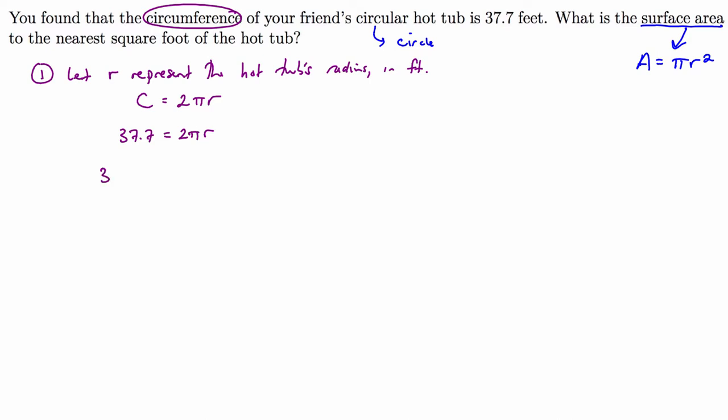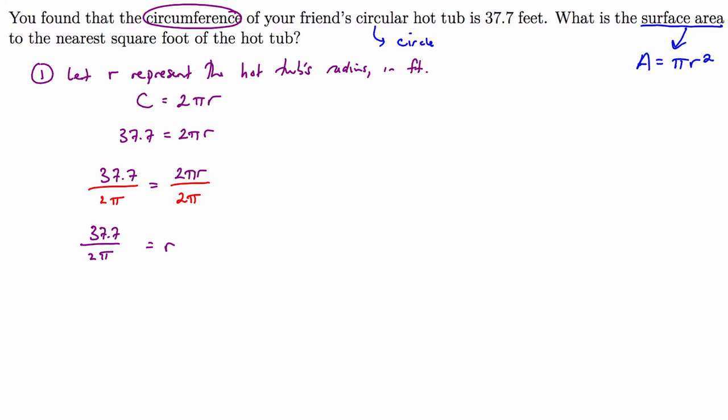To solve the equation 37.7 equals 2 pi r, I need to eliminate the coefficient on the variable. Since r is being multiplied by 2 pi, I will divide both sides of the equation by 2 pi. At this point, I will simply state that r is equal to 37.7 over 2 pi.